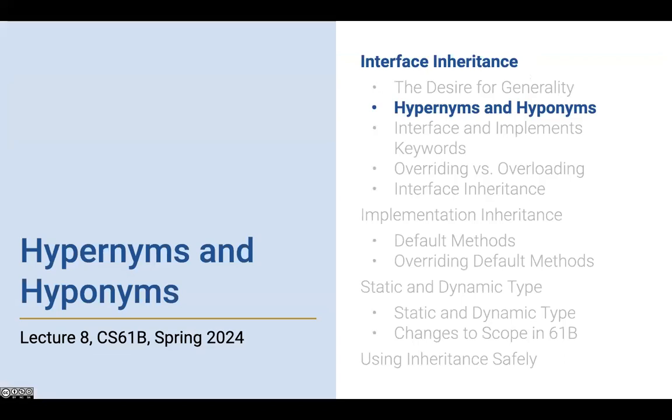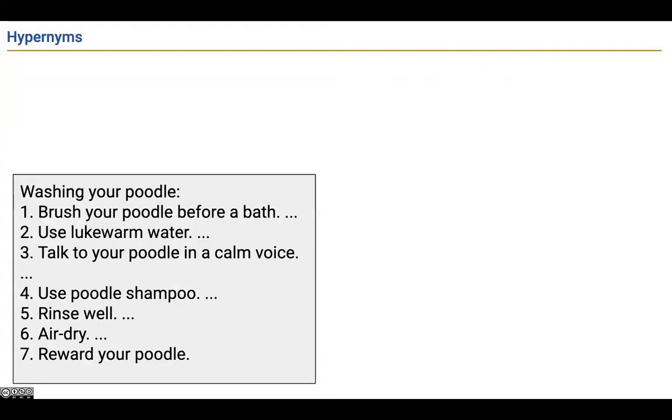OK. To find something better, I have to take a quick detour, give you a grammar lesson, and then we'll come back and talk about why the grammar lesson is necessary. So here are some instructions on how to wash a poodle. 1, brush your poodle before a bath. 2, use lukewarm water. 3, talk to your poodle in a calm voice. 4, use poodle shampoo. 5, rinse well. 6, air dry. And 7, reward your poodle.